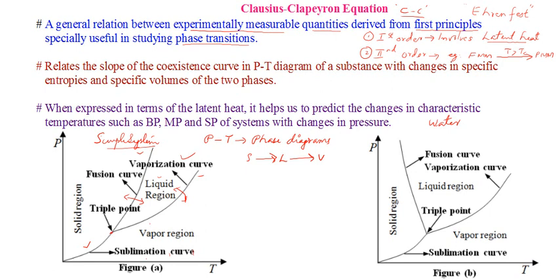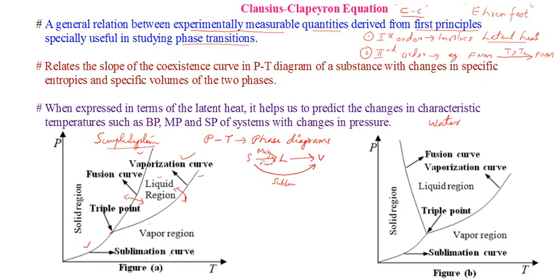And in certain cases, some substances get directly transformed into vapor from the solid state, for example camphor. That process is known as sublimation. And this process, solid to liquid, is known as melting. And the reverse, liquid to solid, is known as fusion. Melting and fusion.